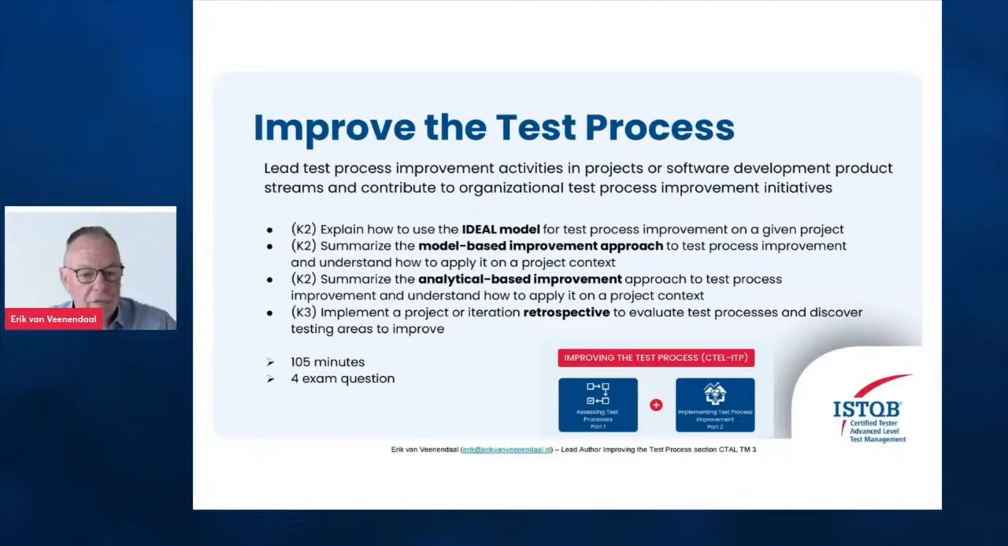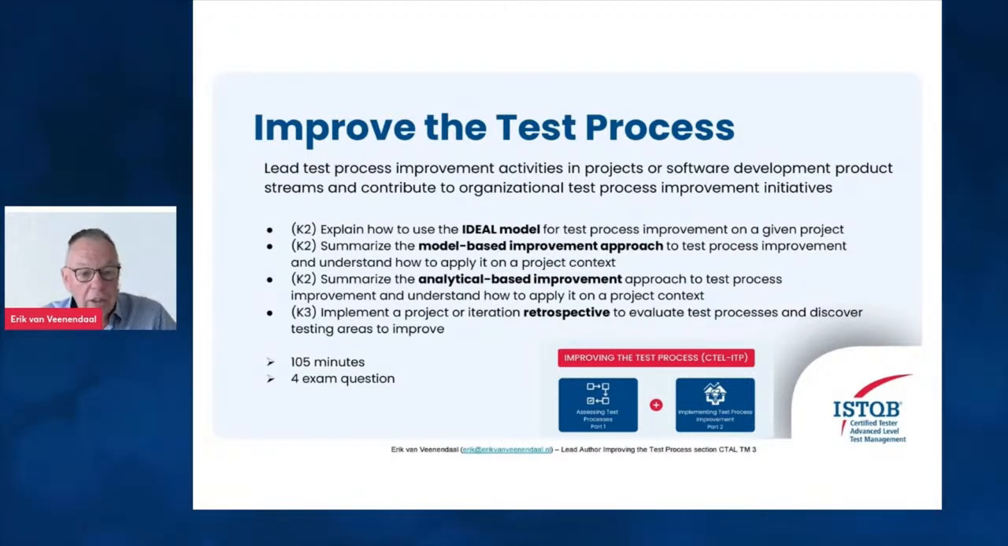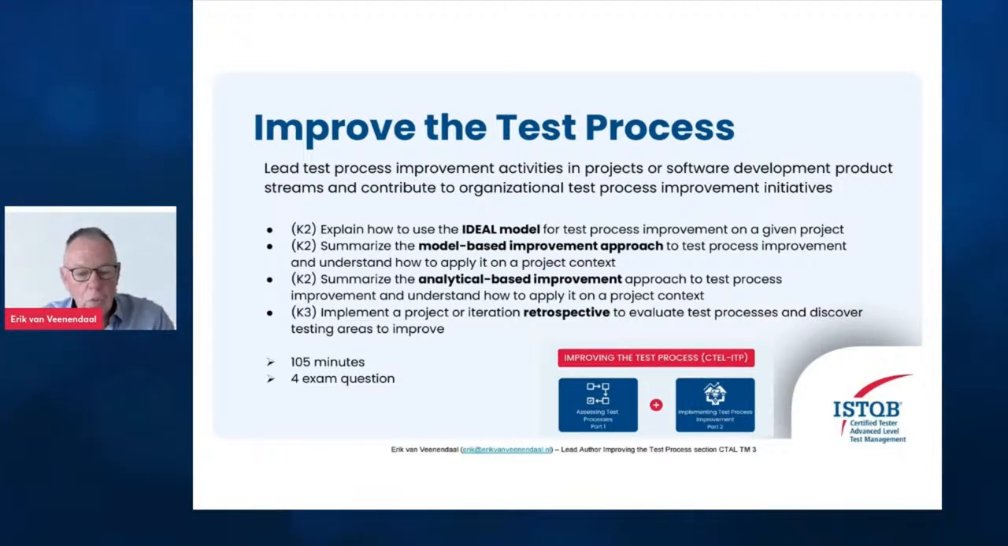And as you can see here, we have 4 learning objectives. We teach you the IDEAL model, which is a model for how to do test process improvement. You might say the stepwise approach. We talk about model-based improvements, things like TPI Next and TMMi. We talk about analytical improvements, which is about data and measurements. And finally, this is a K3, so it's a very important one. We teach you how to implement retrospectives in your team, in your project, in your stream. In total, 105 minutes. And we have 4 exam questions in the end, 2 on the K2s and 2 also on the K3s.